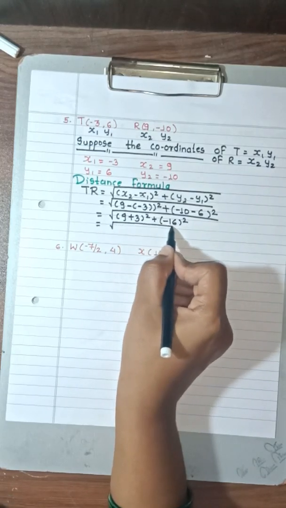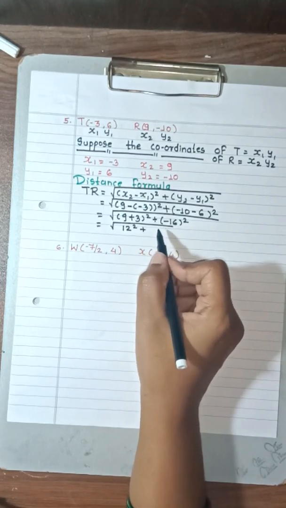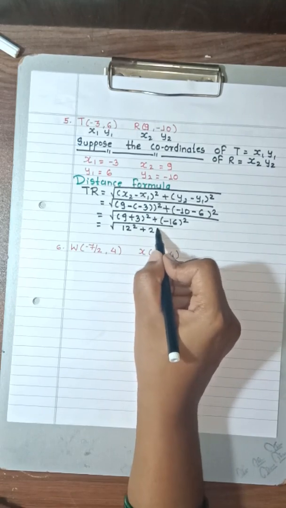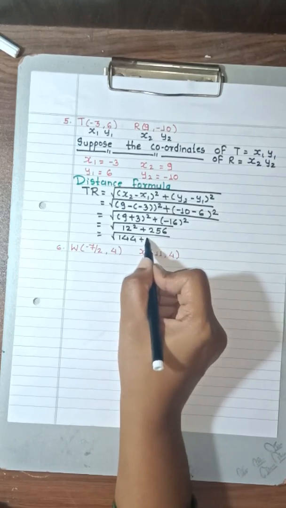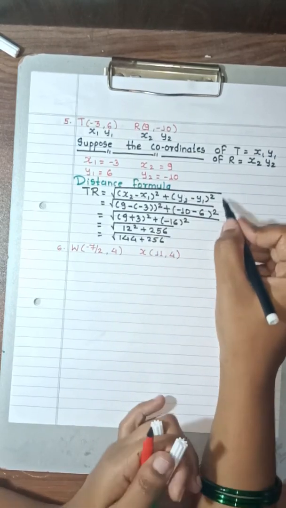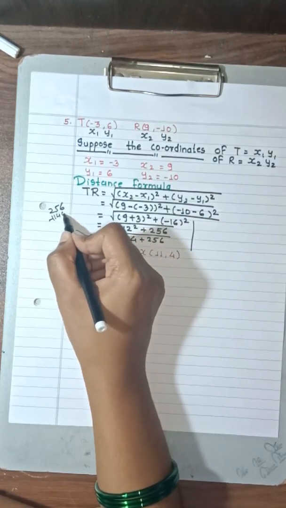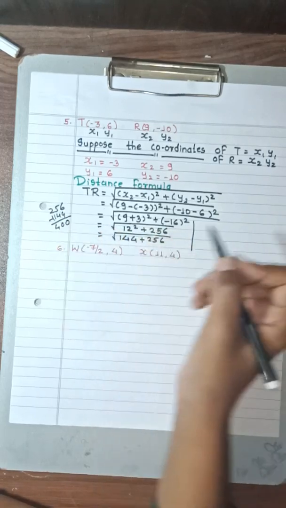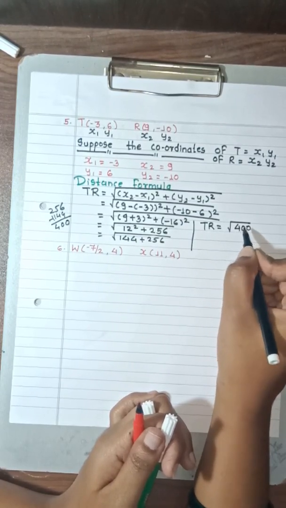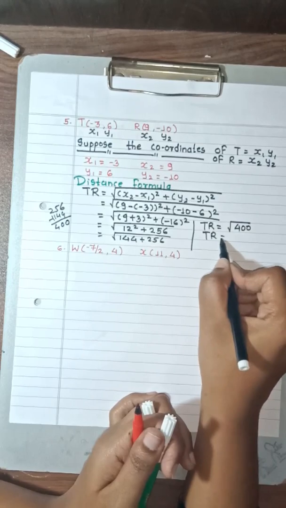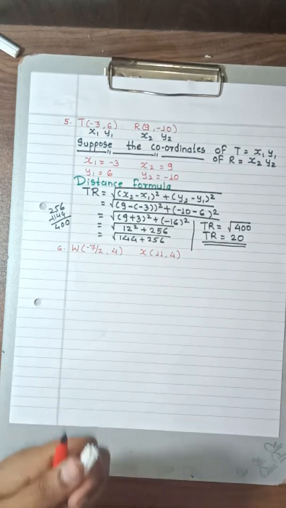Therefore 9 plus 3 is 12 square plus minus 16 into minus 16, that will be 256. Therefore under root of 144 plus 256. Okay, I'll write this side now. 256 plus 144, that will be 400. Therefore TR is equal to under root of 400. Therefore TR is equal to 20. Distance TR is 20.